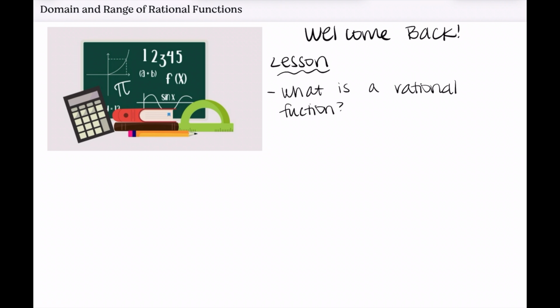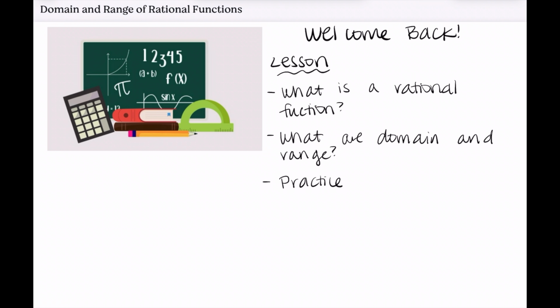We're going to split our lesson up into a few sections. First, we're going to go over what is a rational function. We'll do a quick overview of this. Then we'll get into what are domain and range. And lastly, we'll get into a few practice problems solving for the domain and range of rational functions algebraically.